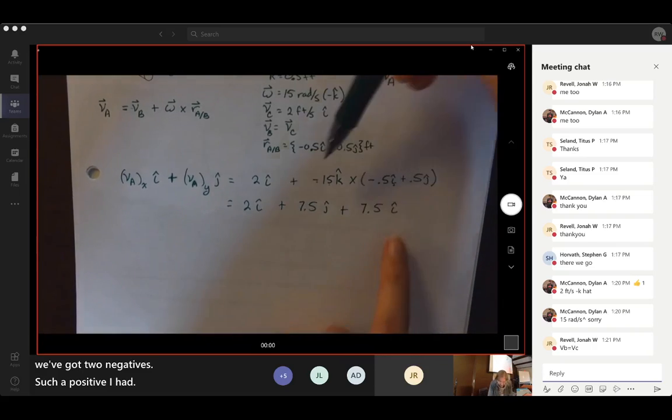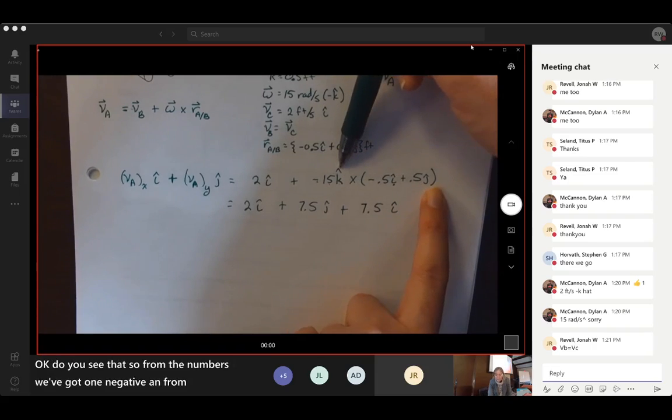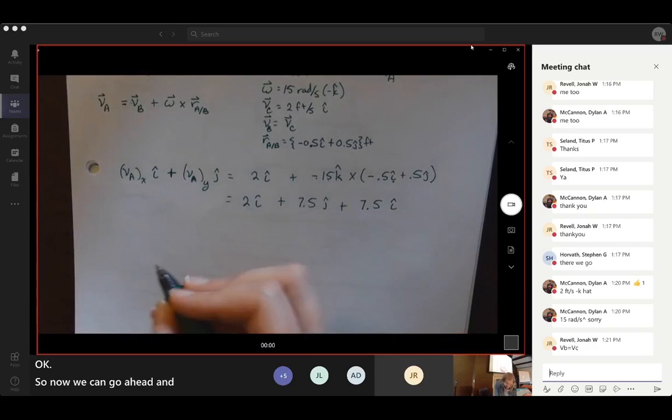Okay, do we see that? So from the numbers, we've got one negative, and from the directions, we've got another negative. So we end up with a net positive. Okay? Okay. So now we can go ahead and separate I hat and J hat.